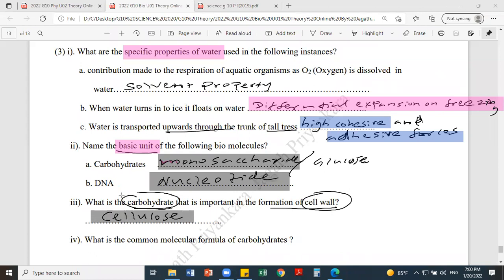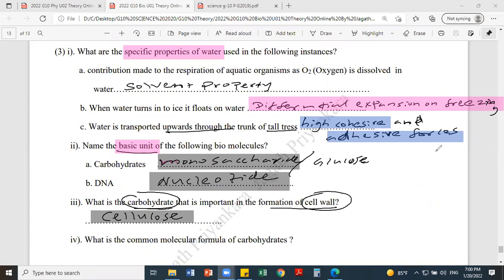Last one, common molecular formula of carbohydrate. Yes, it's there in the textbook also. Who can give me the common molecular formula of carbohydrate? You should know the general formula of even glucose, that means monosaccharides and disaccharides also. You should know the common formula. Yes, who can give me the answer? I'll ask Sachin, Sandusha.